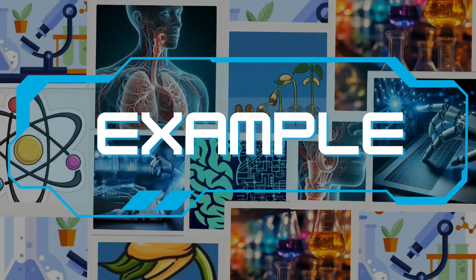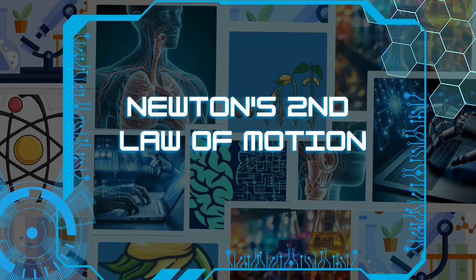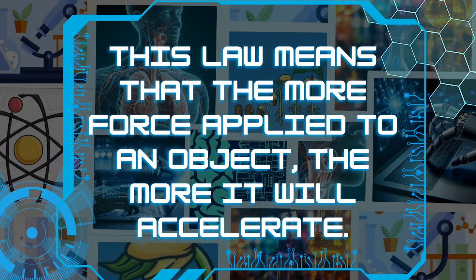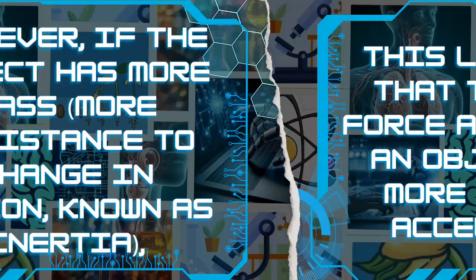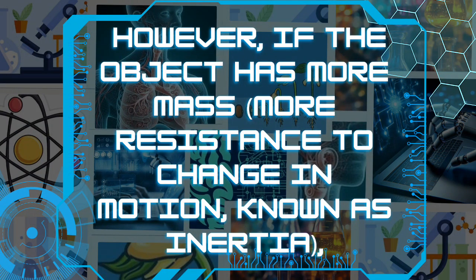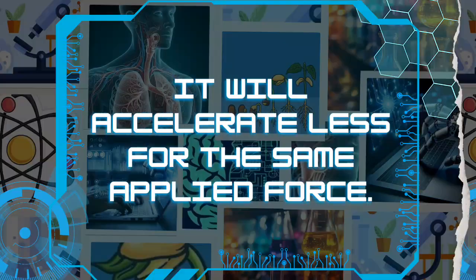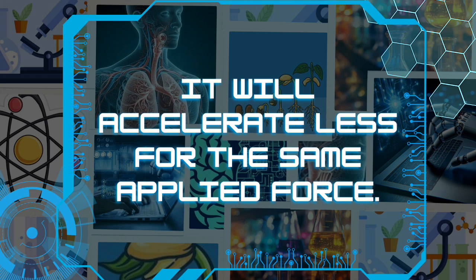For example, is the second law of motion by Newton. This law means that the more force applied to an object, the more it will accelerate. However, if the object has more mass, more resistance to change in motion, known as inertia, it will accelerate less for the same applied force.